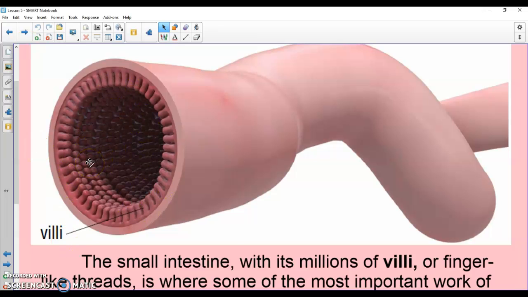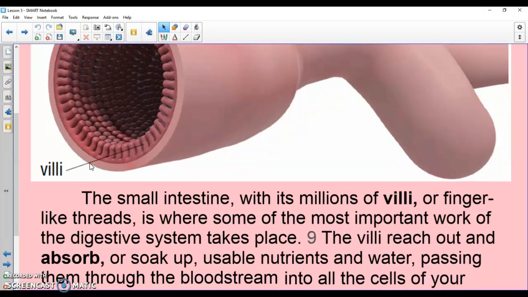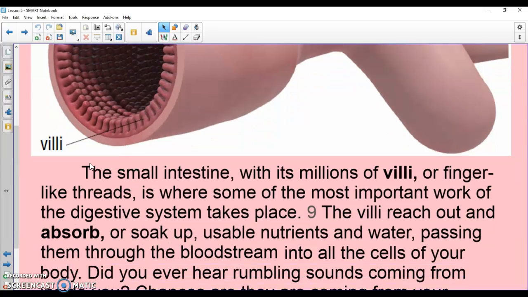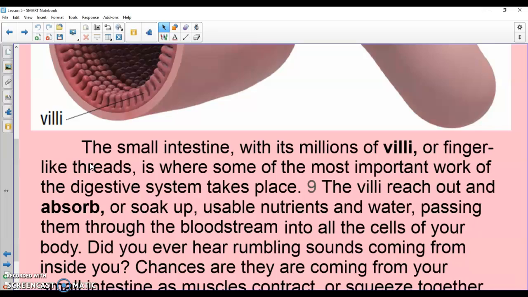and pass throughout your body to give you energy. The small intestine, with its millions of villi, or finger-like threads, is where some of the most important work of the digestive system takes place. The villi reach out and absorb or soak up usable nutrients and water, passing them through the bloodstream into all the cells of your body.